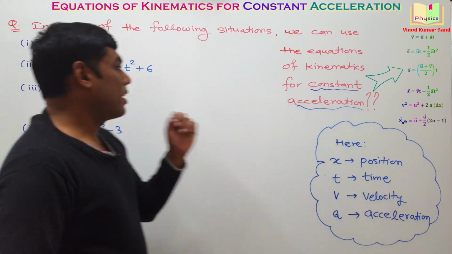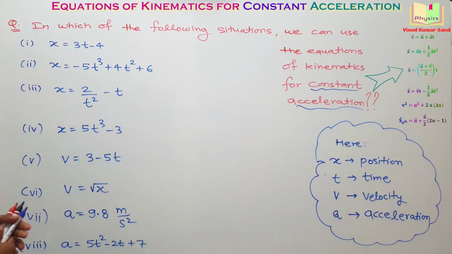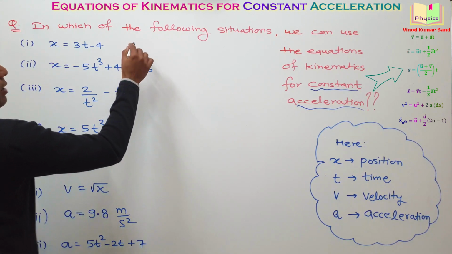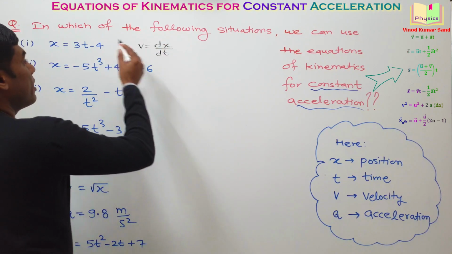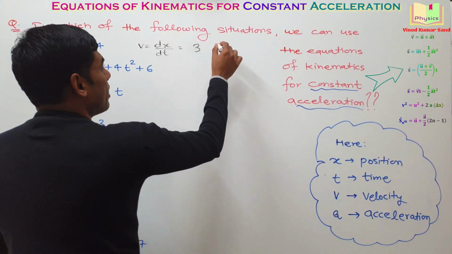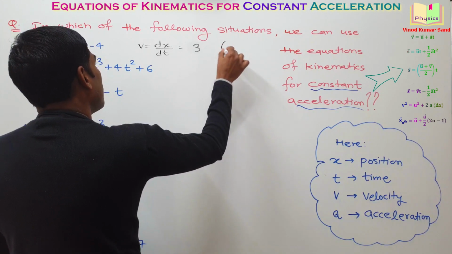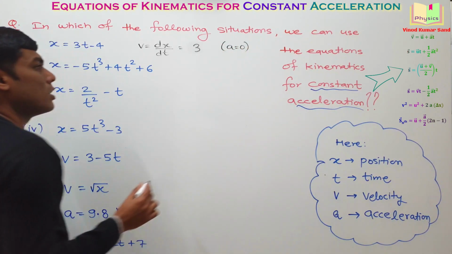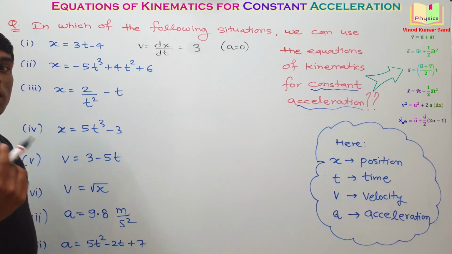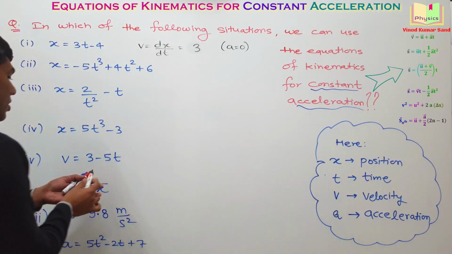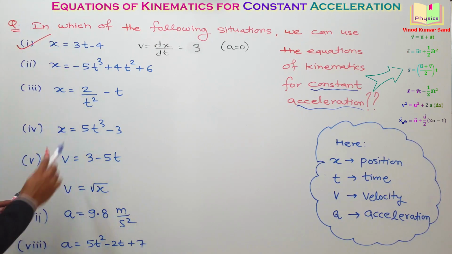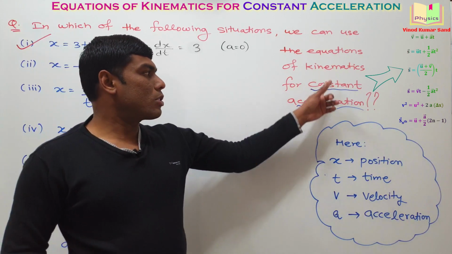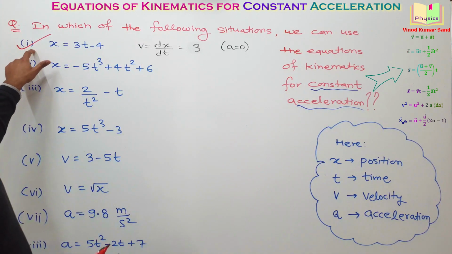Okay, let's check the solutions. Looking at the first expression, the position is given. From this position, can we obtain the velocity? d by dt of x. That velocity comes out to be constant. If velocity is constant, it means the acceleration is 0. Acceleration is 0 means acceleration is constant, and whenever acceleration is constant, we can easily use all these equations. So equations of kinematics for constant acceleration are applicable here.